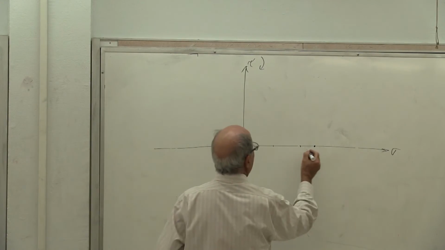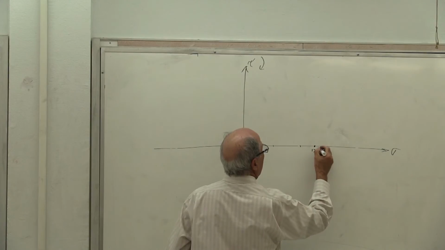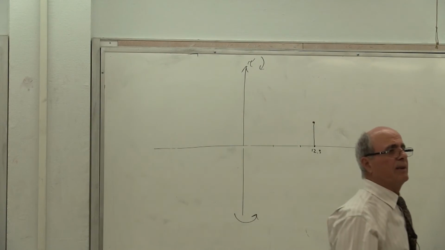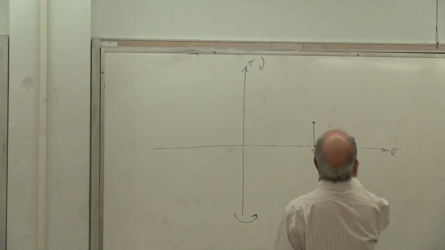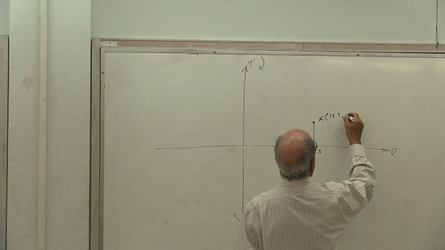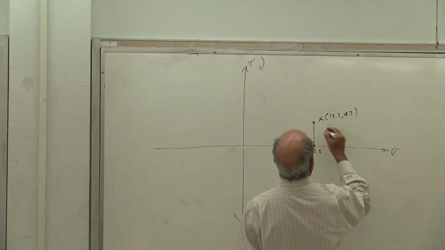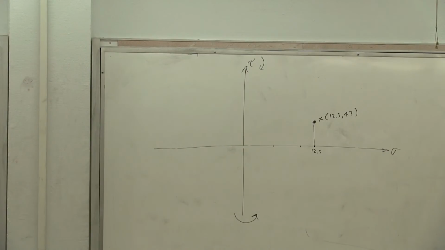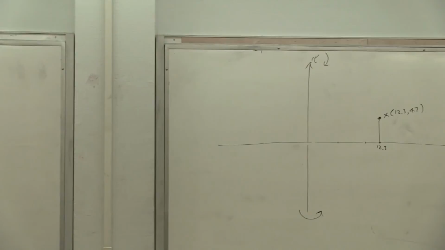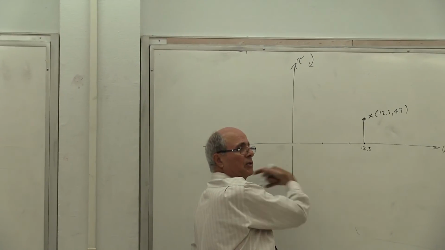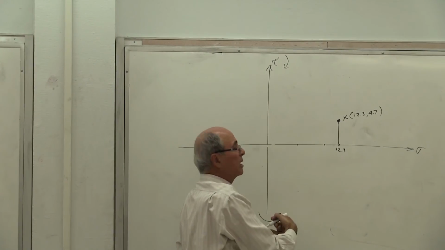So that is 12.3. And then positive, how much? Positive 4.7. Yes or no? So that is where the x is. It has a coordinate of 12.3, 4.7. That is representing these two stresses. However, this one is minus. Which way does that go? Is it this way or the other way? It's going that way, yes? Correct? So therefore, it would be negative.